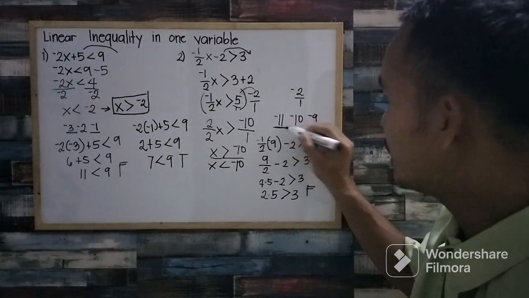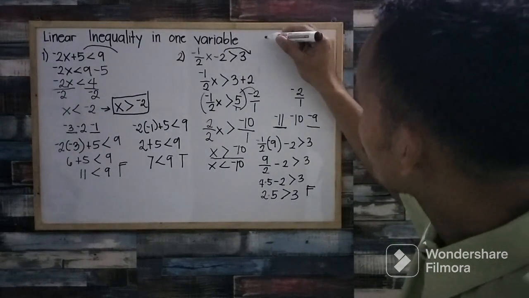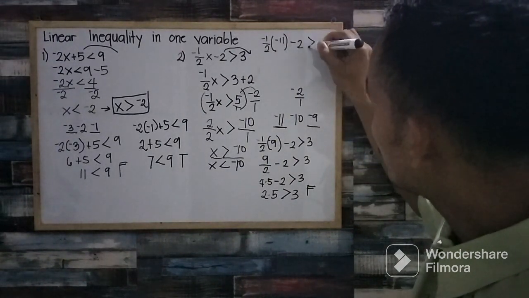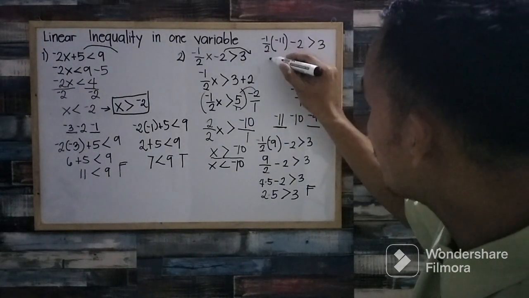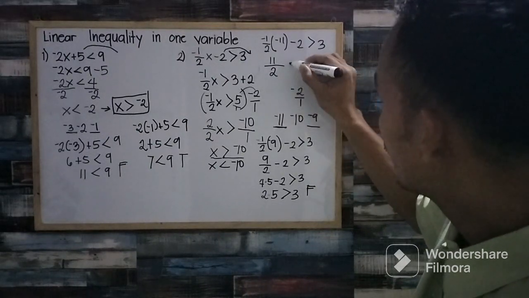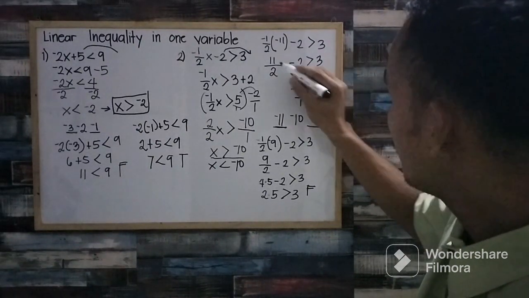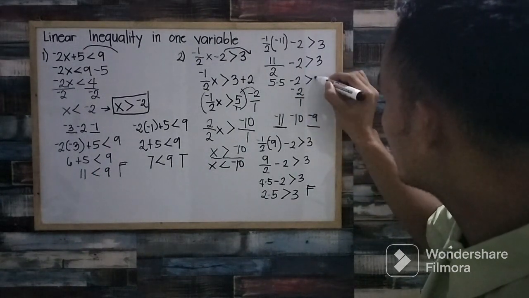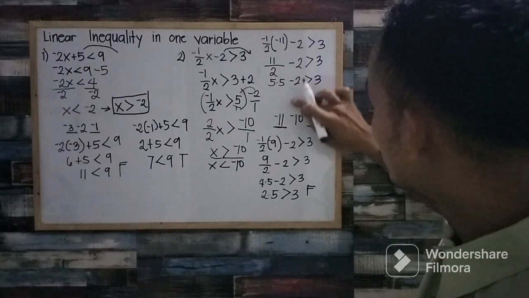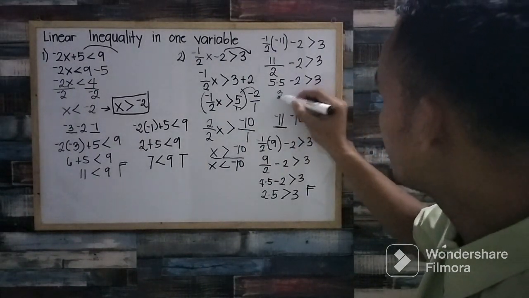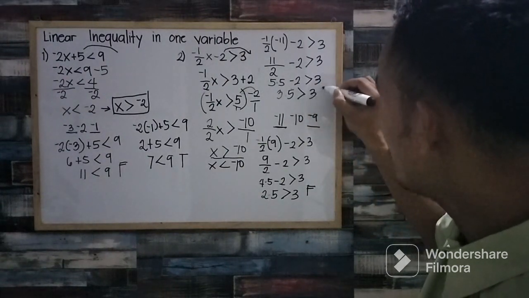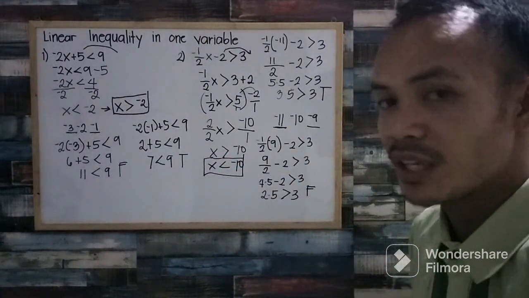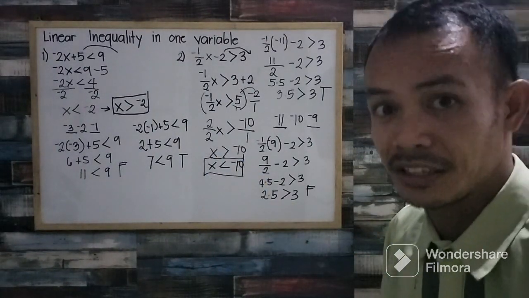Okay? Ngayon, gagamitin naman natin yung negative 11. Okay? So, we have the negative 1/2 times negative 11 minus 2 is greater than 3. So, negative 1 times negative 11, that is 11 over 2 minus 2 is greater than 3. And 11 divided by 2, that is 5.5 minus 2 is greater than 3. Okay, i-dilitan natin ito ha. Right? So, 5.5 minus 2, that is 3.5 is greater than 3. This is true. Alright? So, ibig sabihin, yung solution natin dito is x is less than negative 10. Not x is greater than negative 10.